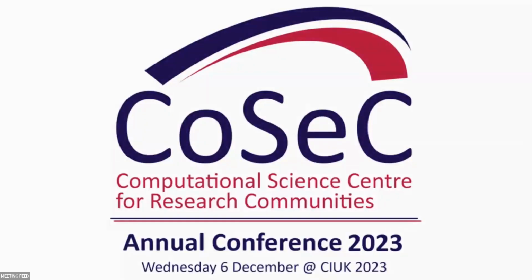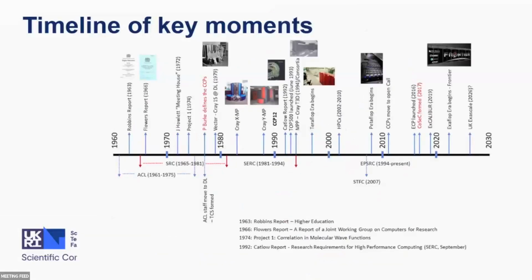I'm quite conscious that from the back this is difficult to see. But it's basically a timeline trying to take in contributing factors towards what became the CCPs and the whole program that started. And it goes in part right the way back to the 1960s, when two crucial reports come out.